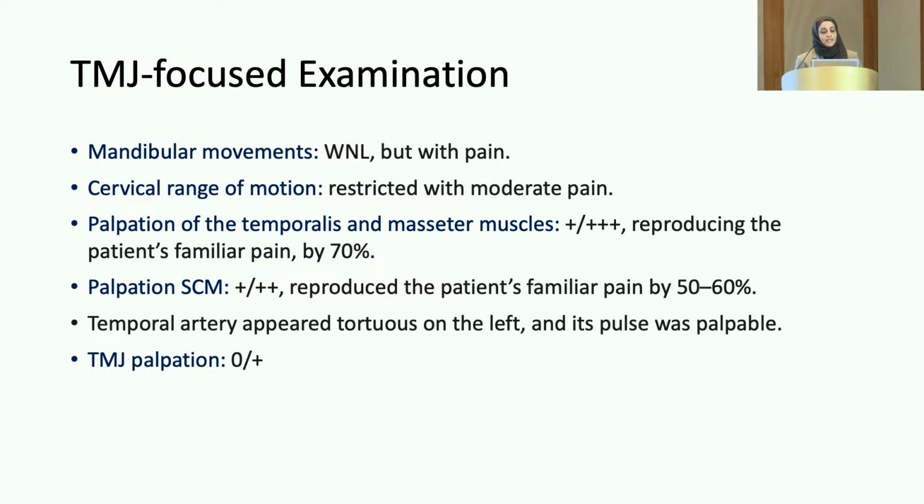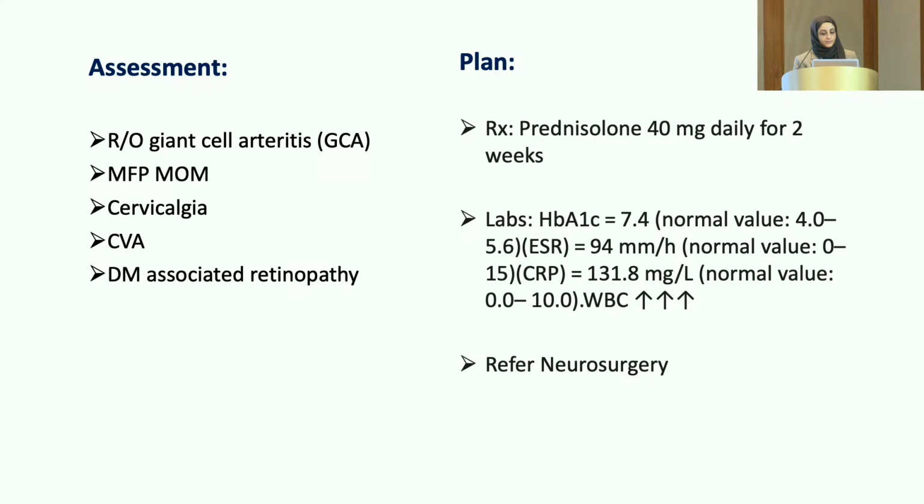When we palpated the neck, especially the sternocleidomastoid muscle, it was moderately tender on the left side and producing a familiar pain by 50%. The temporal artery on the left side appeared tortuous, but we can feel a pulse in that area. When we palpated the joint itself in the periauricular area, it was mildly tender on the left side. This is the clinical picture of the patient. You can see the temporal artery, tortuous, bulbous, but there was a faint pulse when we did the palpation.